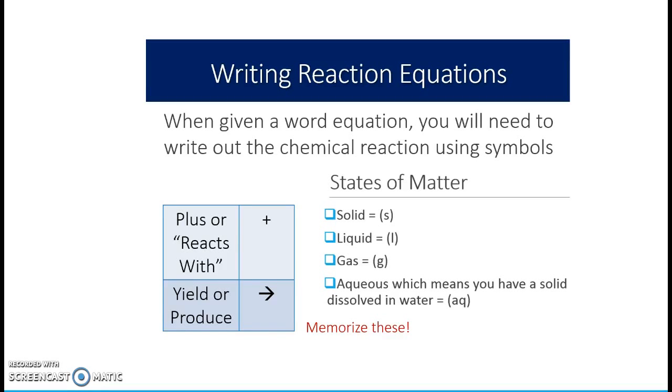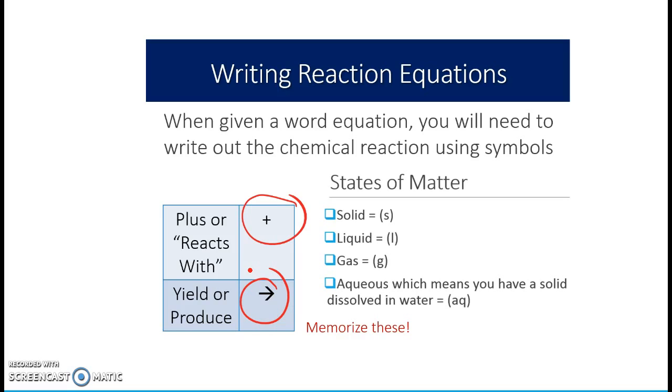In this video, we'll look at how to write reaction equations, so either going from words to symbols or vice versa. In order to do that, you need to first know what a few different symbols mean. When it says plus or reacts with in a word problem, that indicates that you need to have a plus sign in between those two chemicals. If it says yields or produces, that indicates you need an arrow.